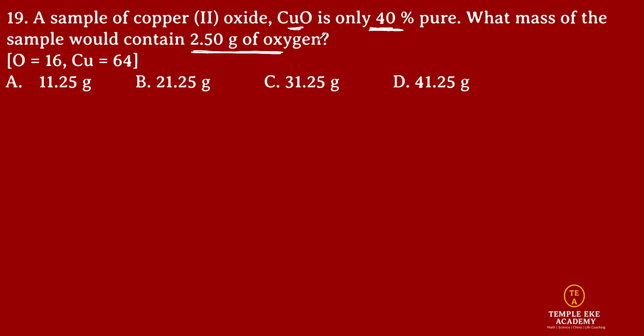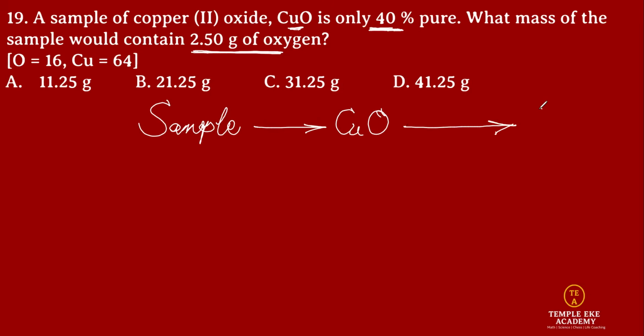Beautiful. Now we have to establish that the sample provided contains the copper 2 oxide, CuO, which in turn contains the oxygen provided. The sample is the whole bulk, which is 100%. The copper 2 oxide is simply 40% of that bulk. And by virtue of its molar mass, we can draw the relationship between copper 2 oxide and oxygen. Copper 2 oxide contains oxygen.